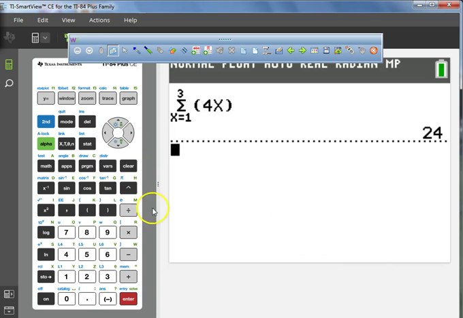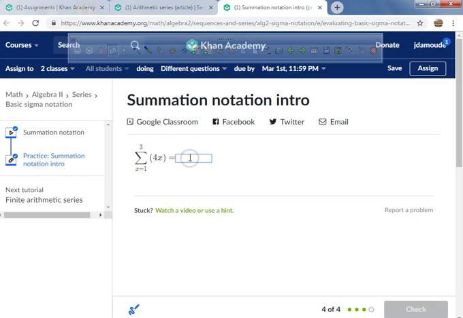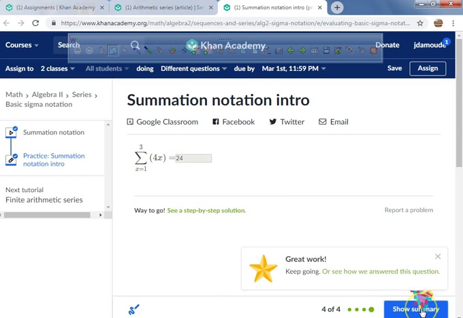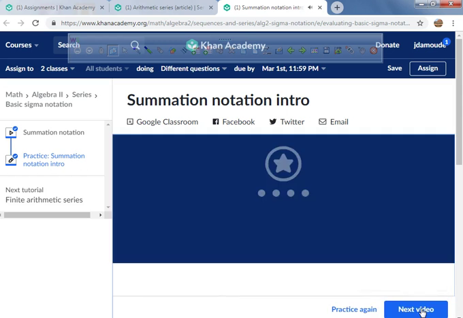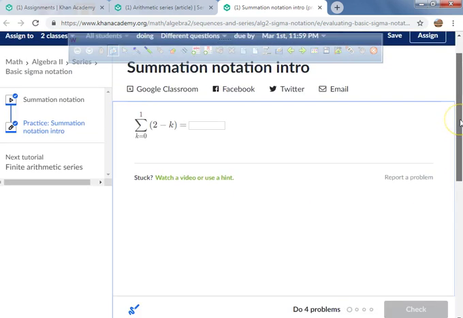Let's try another one. All right, it's 24. Here we go. Next one. This one will be really easy. We're just going to do 2 of these, and then hopefully you'll understand how it works. So go ahead and write that down.